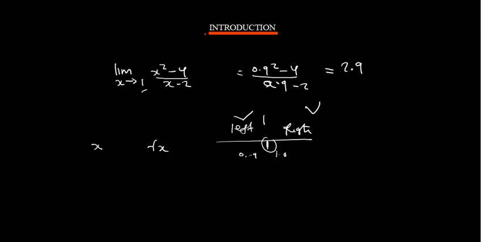Now, from the right we can have 1 point something, because this is 1 and we are going this side. So that's 1 point something. Let's try 1.1. If we put 1.1 there, what will be our result? We are putting 1.1, so that's 1.1 squared minus 4 over 1.1 minus 2. So this will give us what?